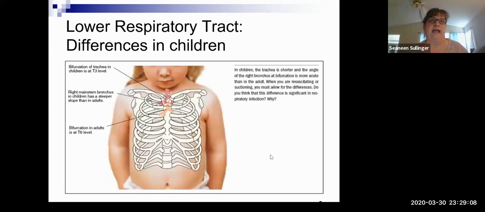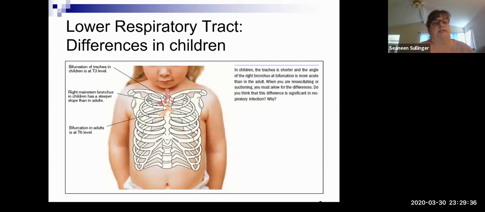When you're looking at the respiratory tract differences in children versus adults, we're going to do the same thing that we did for the upper airway. For example, looking at where the trachea and the bronchi are, you'll see that in a child the trachea bifurcates, or splits off, at T3, where in the adult it splits off at T6. So it's up higher in the chest cavity.